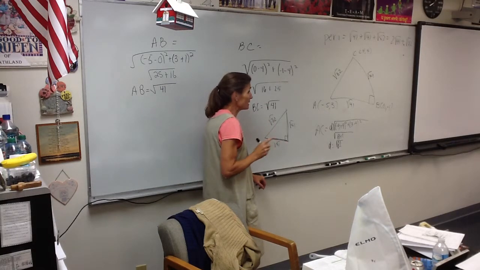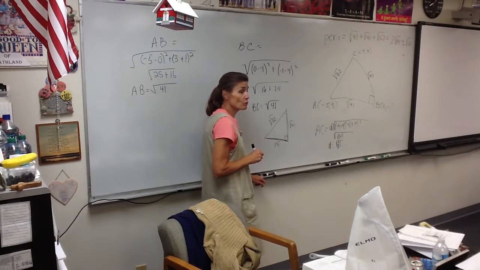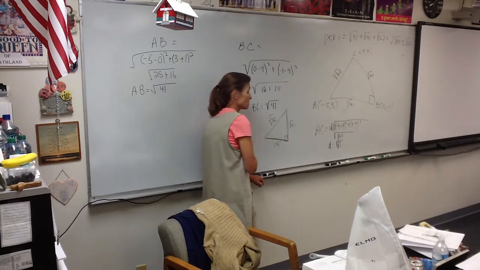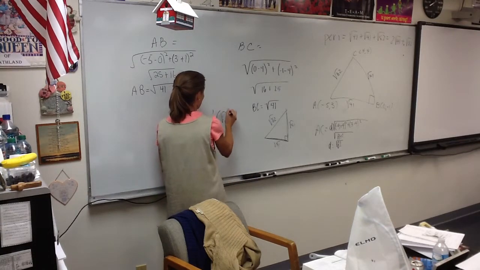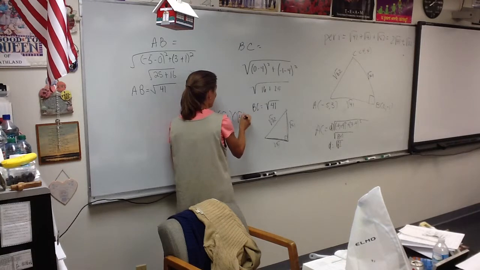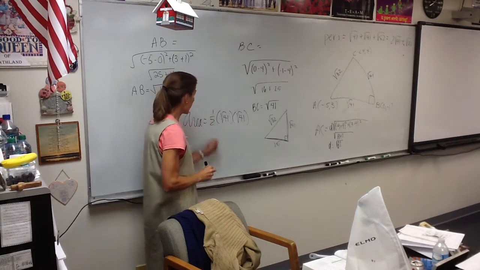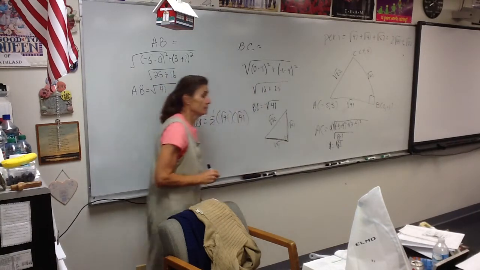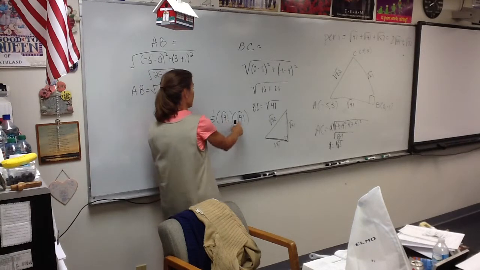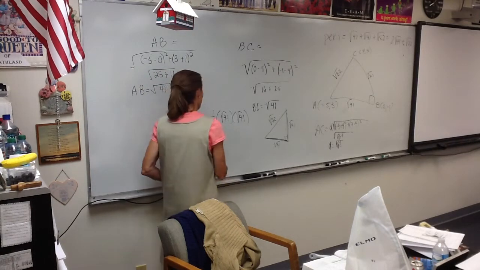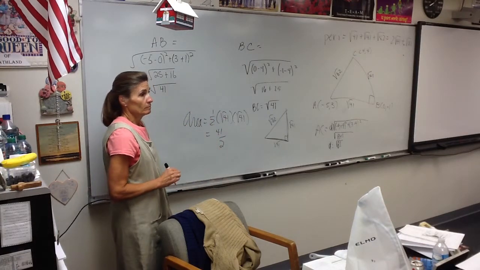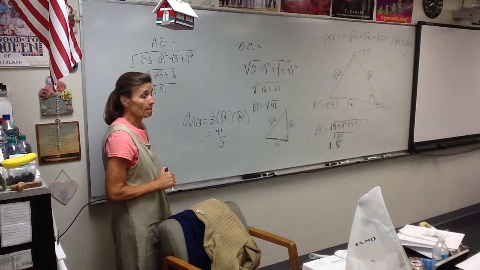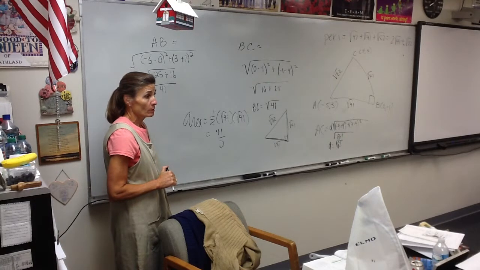Now, let's be clear. If that weren't a right angle, we'd have some trouble. I'd have to show you some other techniques. But it is a right angle, so we're good. So area equals 1/2 root 41 times root 41. 1/2 base times height. Well, what's root 41 times root 41? 41. So the answer is 41/2 for the area. Okay?